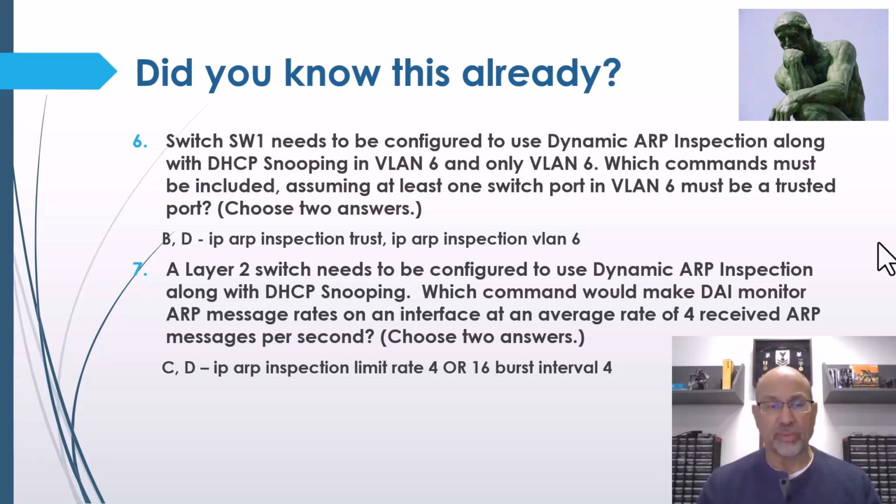And last but not least, question number 7, a layer 2 switch needs to be configured to use dynamic ARP inspection along with DHCP snooping. No surprise. Which command would make DAI monitor ARP message rates on an interface at an average rate of 4 received ARP messages per second? Okay, so this is the rate limit question, but also the burst rate. So there were two answers in this particular question. One is if you just set a rate limit of 4. So if I got 4 messages in a second, that would be one, or if I got 16 in 4 seconds, that would be the same ratio. And so those two answers, C and D, were for question 7.